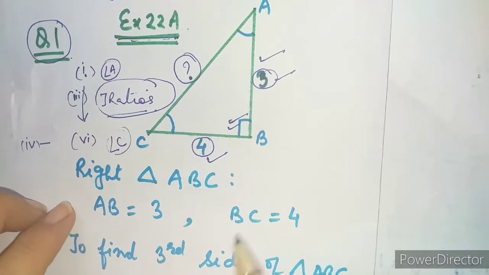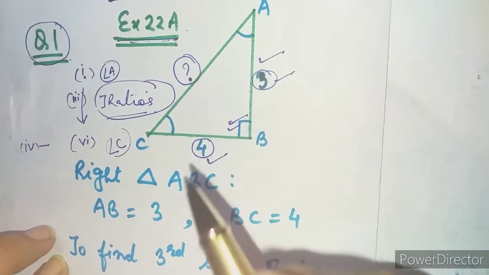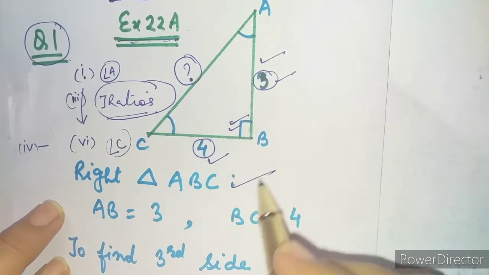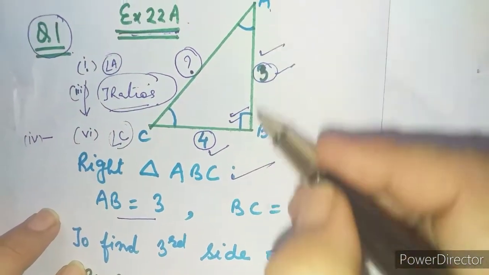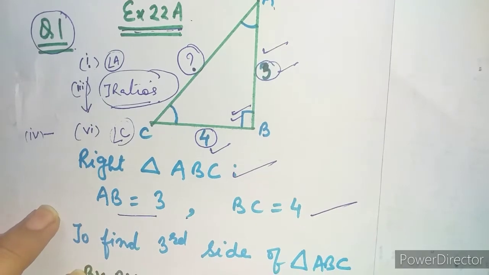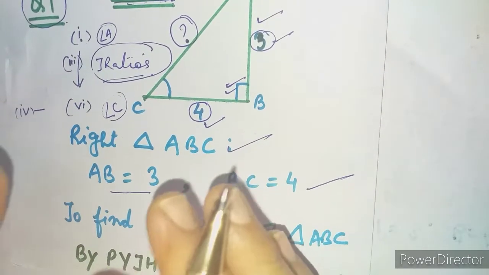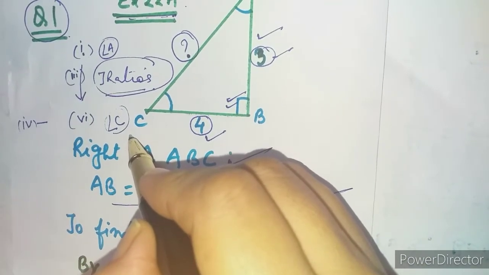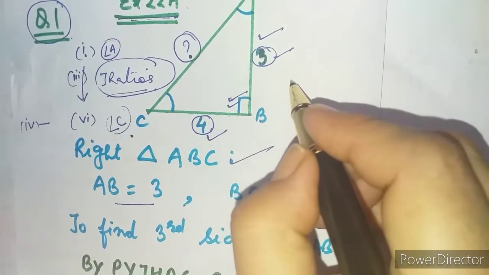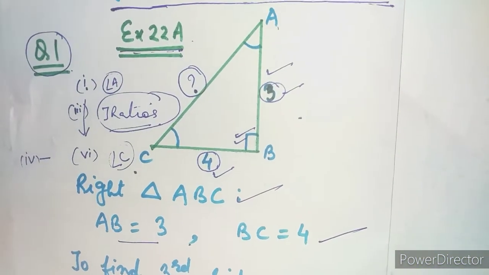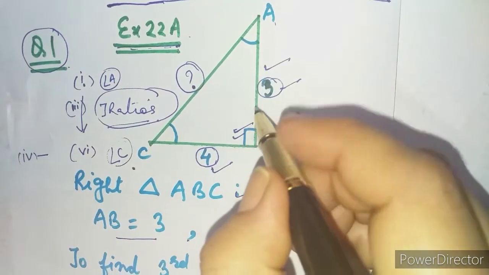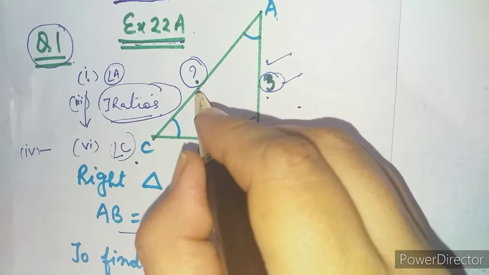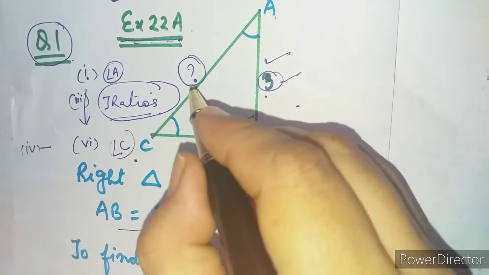Before that, we have to write a little. Whenever you start solving, please write that we are given a right triangle ABC, where AB is 3 and BC is 4. Our first main motive before finding any trigonometric ratio should be whether we know all the 3 sides of the triangle or not. Here one side is given, another side is given, but the third side is missing. So our purpose is to first find that third side.